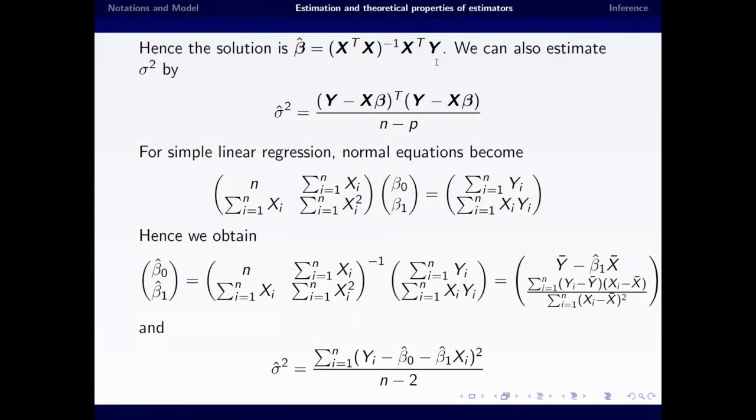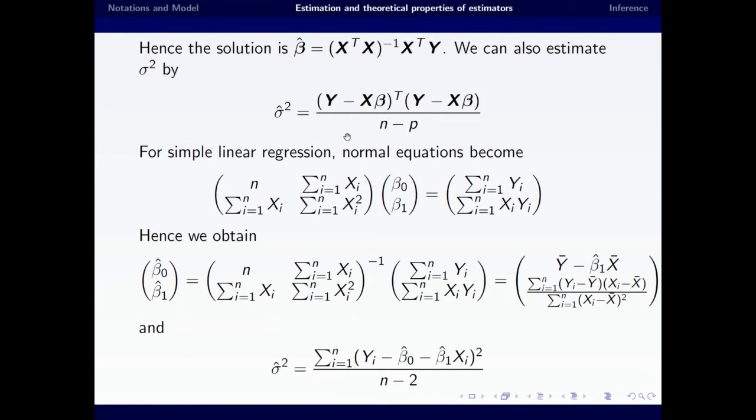And then we can also estimate sigma squared by (y minus X beta hat) transpose (y minus X beta hat) divided by n minus p.